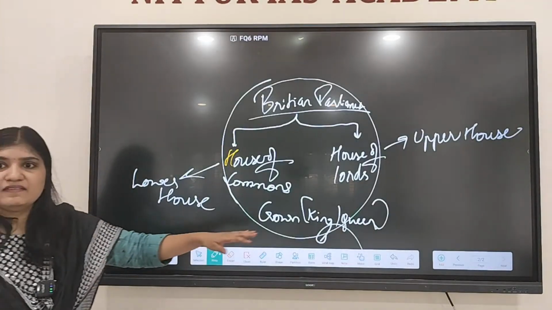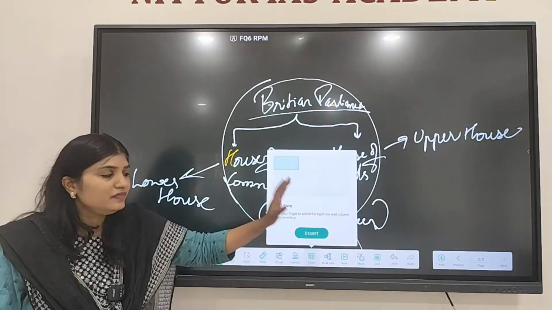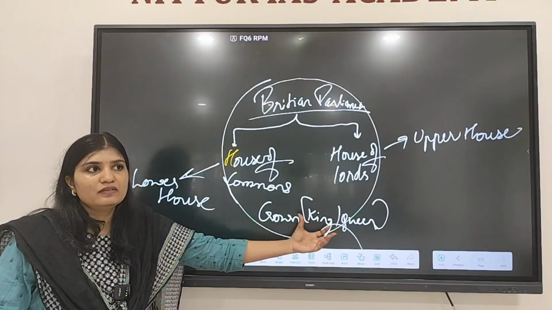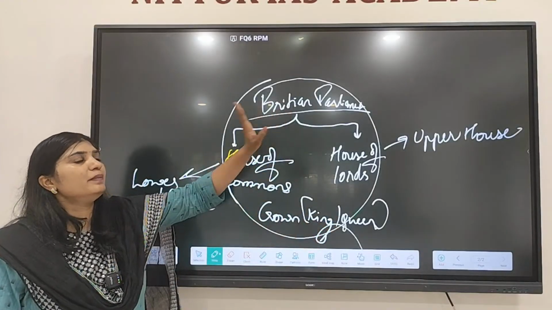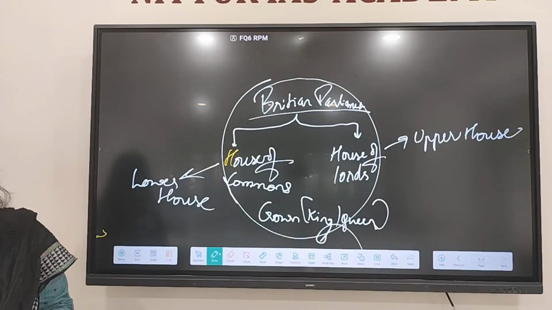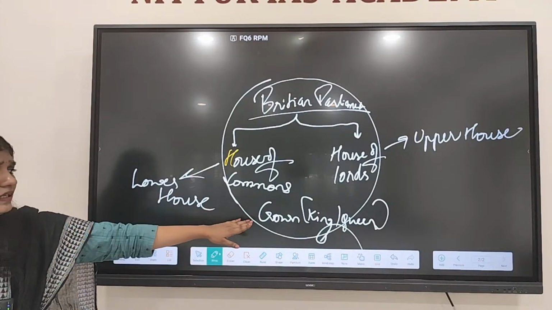Understood? But in India, we have a president. There, the crown, that king or queen, is also an integral part of the British Parliament. There is no kind of president. There is a prime minister. Here we do not have crown rule in India.